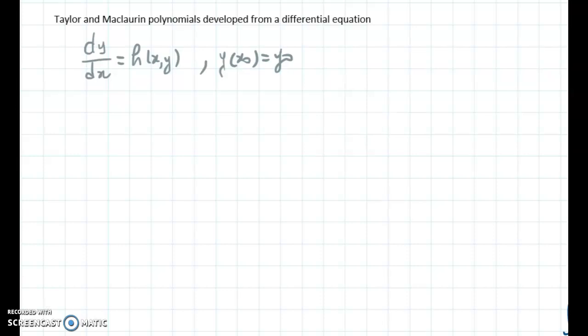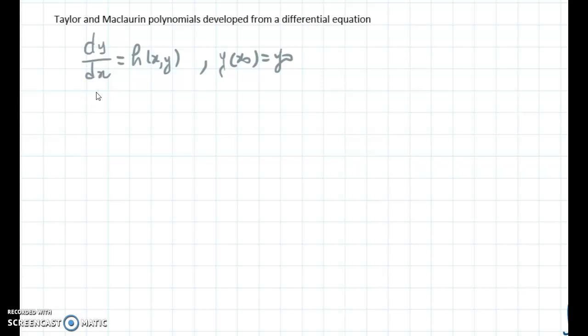Depending on how the function h of x and y looks like, we may or may not be able to obtain an explicit particular solution for y. However, if this function y we are trying to find has the necessary derivatives, so if we could know beforehand that we can take many derivatives of that function, we can determine the Taylor polynomial, let's say of degree n, that approximates the particular solution y close to x0.